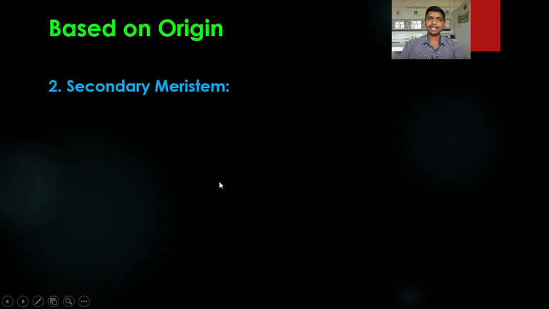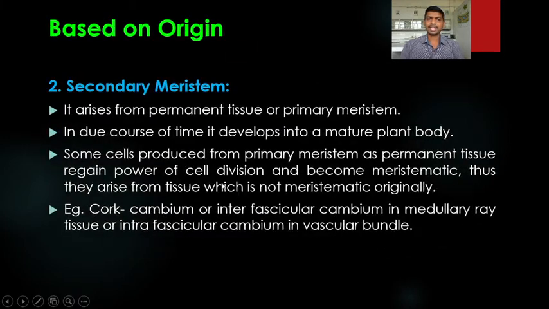The second type is secondary meristem. It arises from the permanent tissue or primary meristem. Secondary meristem arises from primary meristem in due course of time, during the course of development into a mature plant body. Some cells produced from primary meristem as permanent tissue regain the power of cell division and become meristematic.